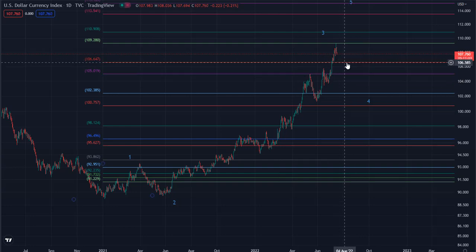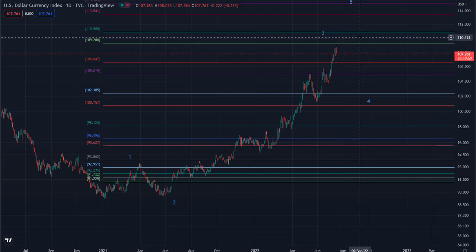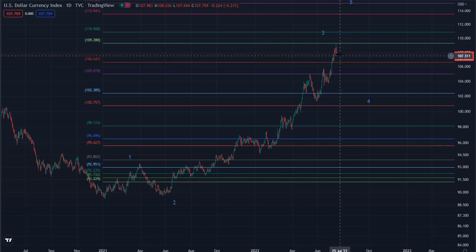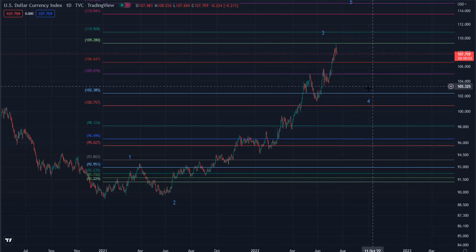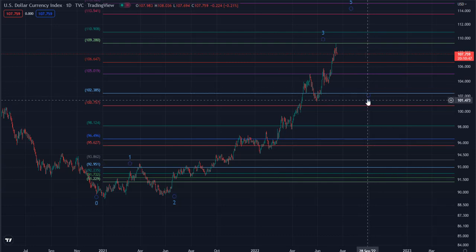If it holds above that 106.50, then it does have potential to go up again. However, if it breaks that, I think most likely it comes back down here around that 102. We could say 103.5 to 101.5 region, anywhere in there.